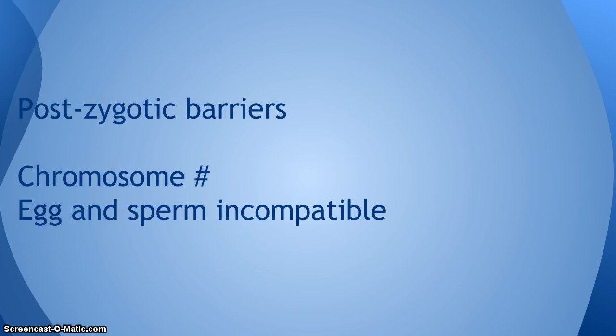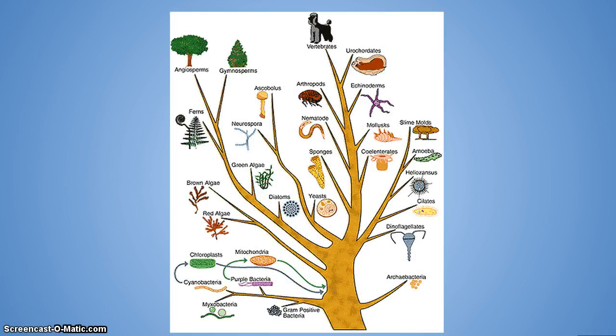So pre meant before, post means after. Some post-zygotic barriers, meaning that their chromosome numbers are not compatible. So if one is even and one is odd, the baby will end up with an odd number, and then that cannot occur during meiosis. The other one would be egg and sperm are incompatible. So egg and sperm have to meet kind of like a key. If the sperm doesn't fit the egg, then you won't create a baby either.